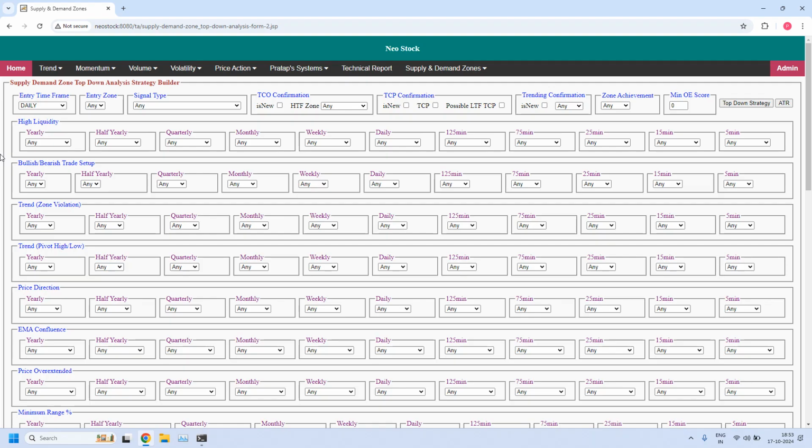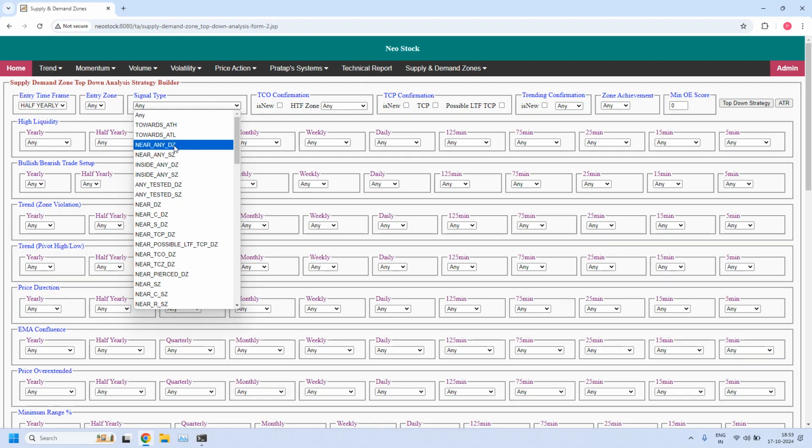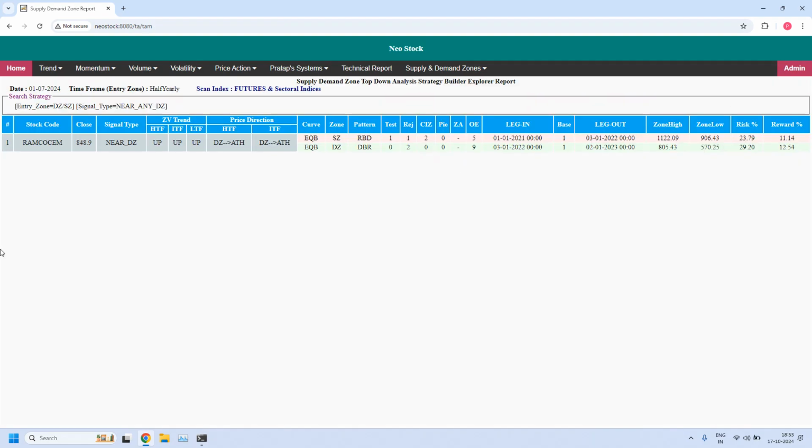In this video, I am going to generate different supply demand zone reports useful to the premium subscribers. The first report, I am going to find the stocks near demand and supply zones for different time frames starting from half yearly. Let us find the stocks near half yearly demand zone. Only one stock is filtered.